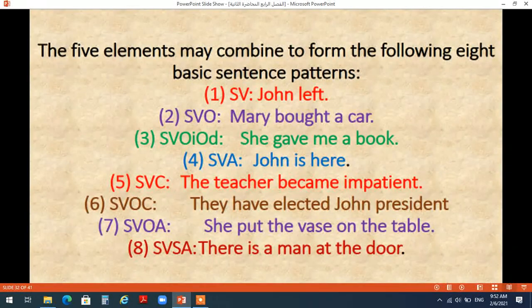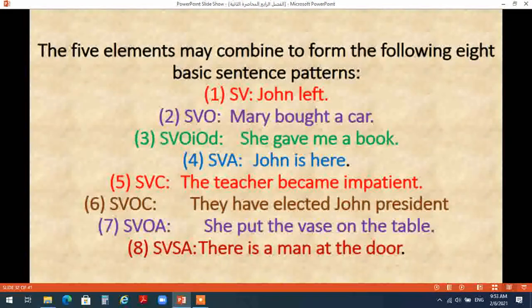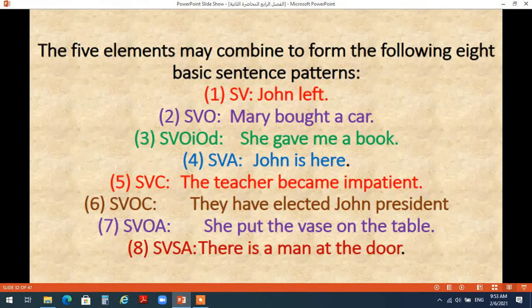أما النمط السادس فيتكون من subject verb object وcomplement اللي هو راح يكون complex transitive verb. For example, they have elected John president. فجون راح يكون direct object وpresident هو object complement.